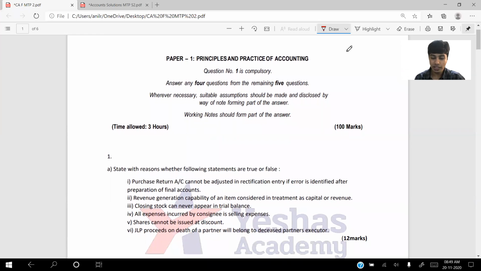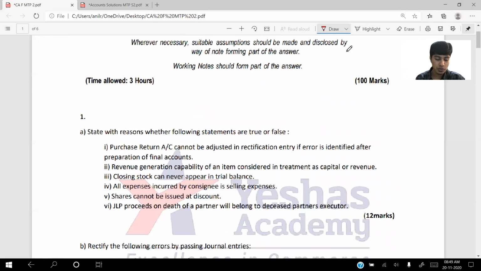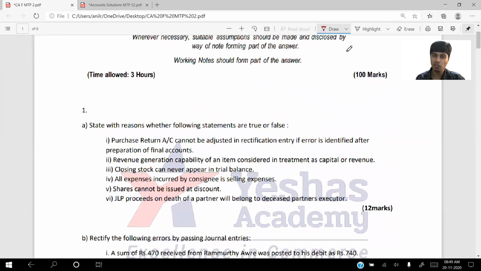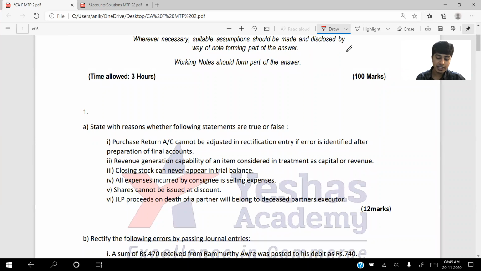So the first thing, as usual, is our compulsory question, which basically deals with true or false. The first question goes like, state with reasons whether the following are true or false. First one: purchase return account cannot be adjusted in rectification entry if the error is identified after final accounts. If the error is identified after final accounts, we cannot use the items that will affect profit or loss in the rectification entry, because this error belongs to the previous year, and if I identify the error in the current year and in the rectification process, I am not correcting my previous year profit. In fact, I am misguiding my current year profit.